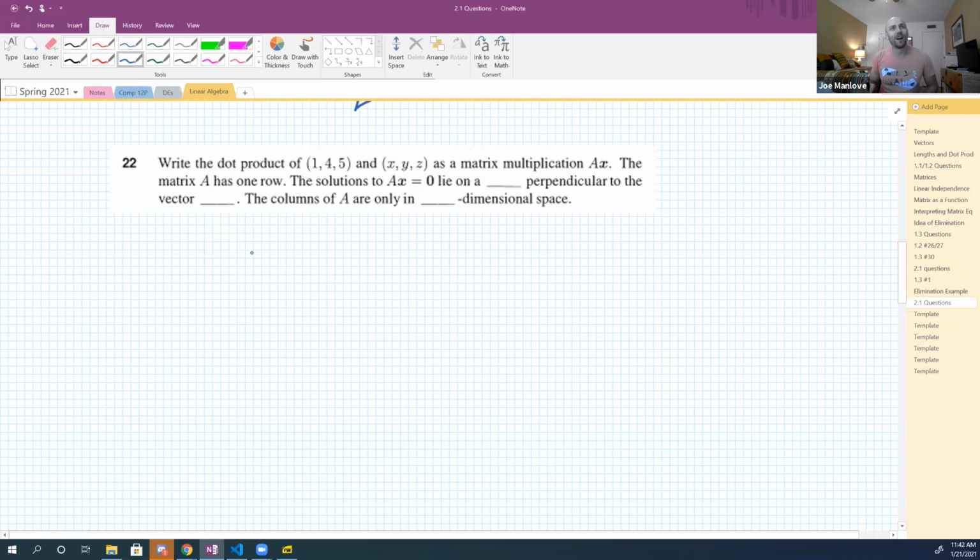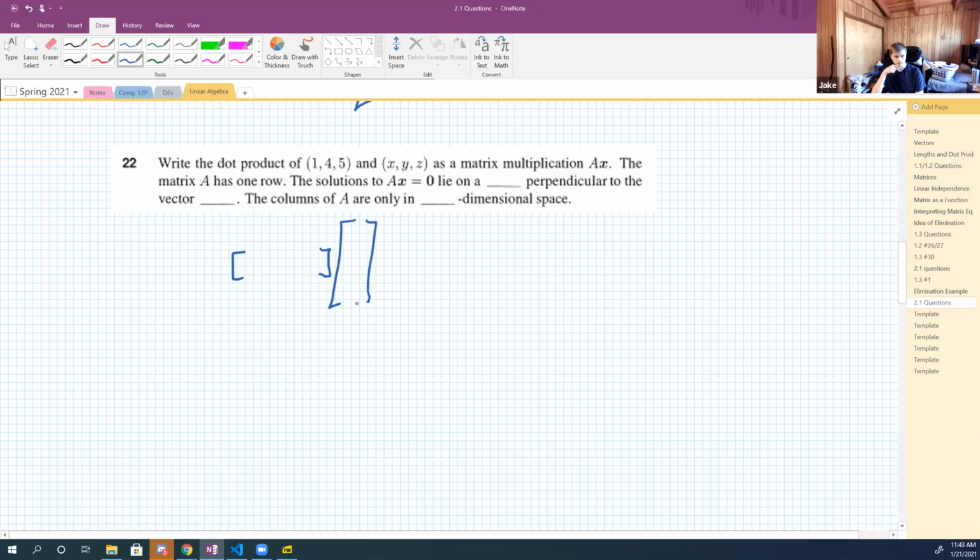Okay. So, how did you write the dot product as a matrix multiplication? Well, I just wrote it as a 1 by 3 row times a 3 by 1. Okay. Seems legit. So you wrote the vector 1, 4, 5 as a row, and then the vector x, y, z as a column. Yeah. Cool.